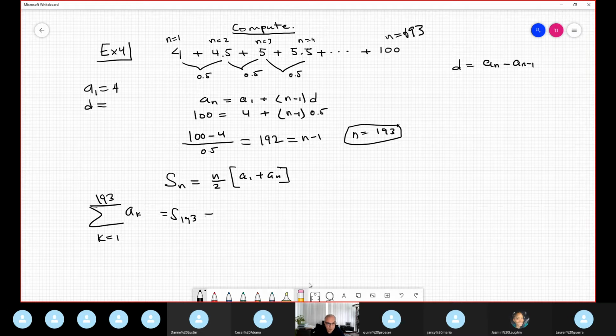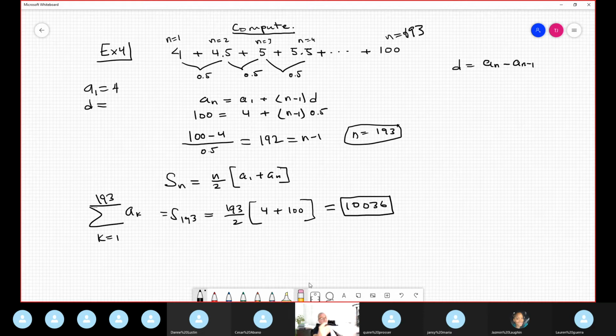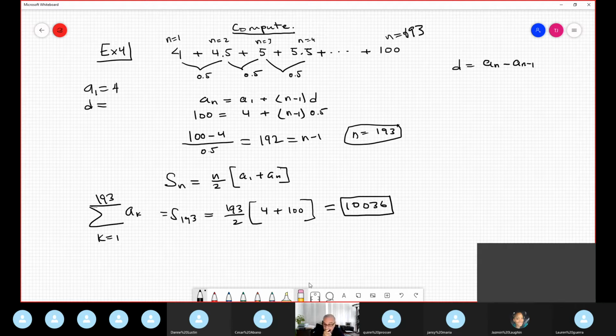It is equal to 193 divided by 2, bracket 4 plus 100. 104 multiplied by 193 divided by 2 is 10,036. Clear or confused? Okay, super. I want to do one more.